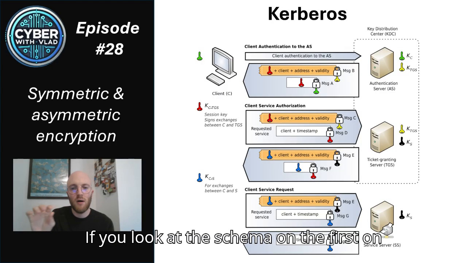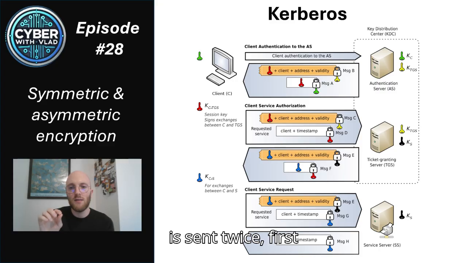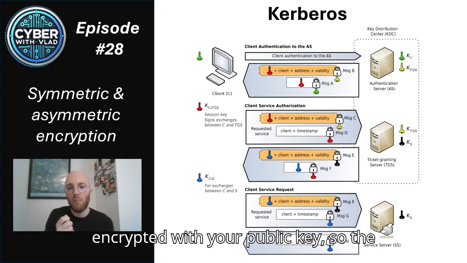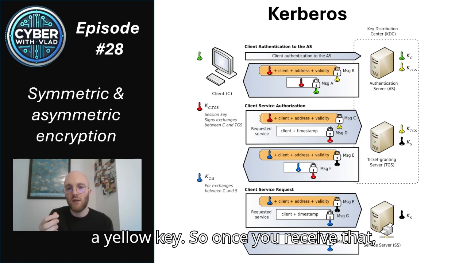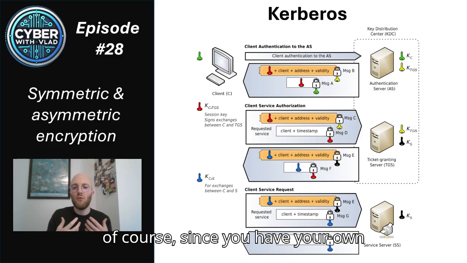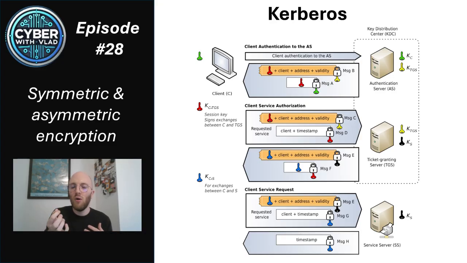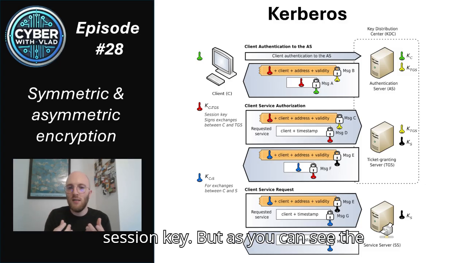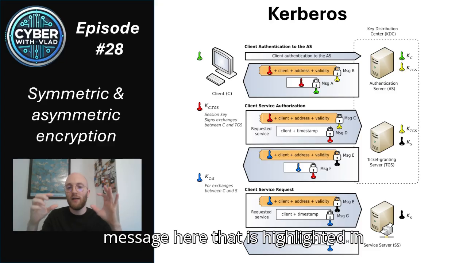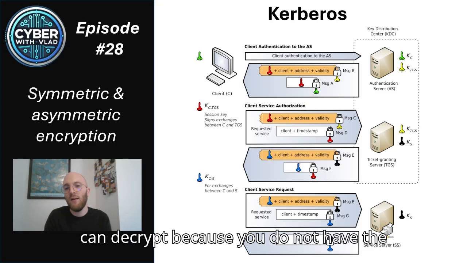If you look at the schema on the first row, this red session key is sent twice. First, encrypted with your public key, so the green key, and also encrypted with the yellow key. So once you receive that, of course, since you have your own private green key, you are able to open the first message. You get back the session key. But as you can see, the message here that is highlighted in orange, this is not something that you can decrypt because you do not have the yellow key.